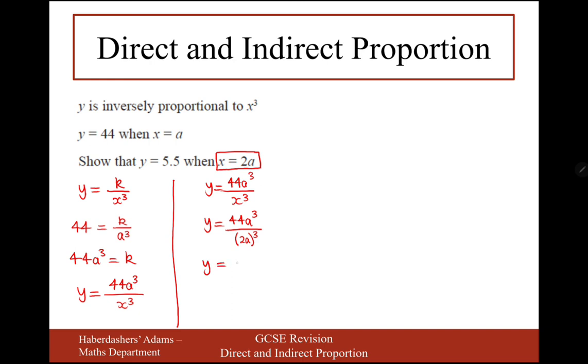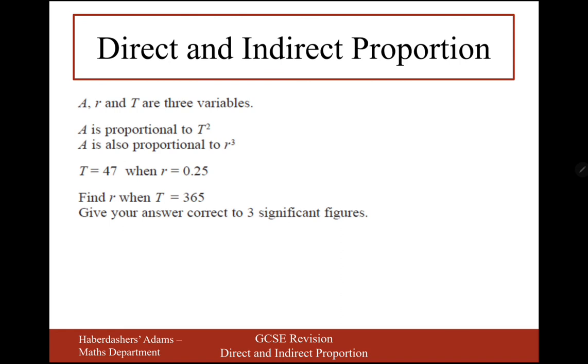So let's expand the brackets. 44a cubed. If you expand the brackets properly here, 2 cubed is 8, and then a cubed is a cubed. Now I can cancel out the a cubeds on the top and the bottom to leave me with just 44 over 8. And if you calculate 44 over 8, you get 5.5, which is exactly what we wanted to happen. So I've shown that y equals 5.5 when x equals 2a. Lovely, there we are. So that was a tricky little algebra one. Let's move on to the next question then.